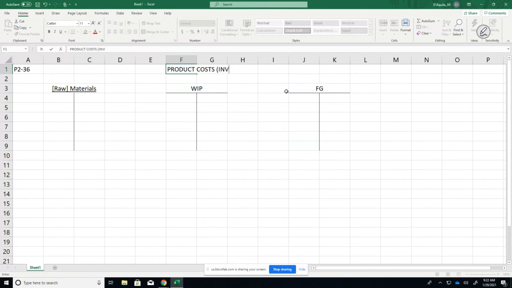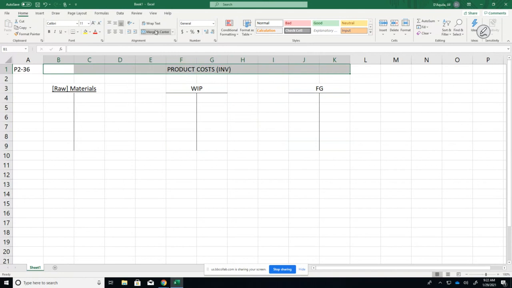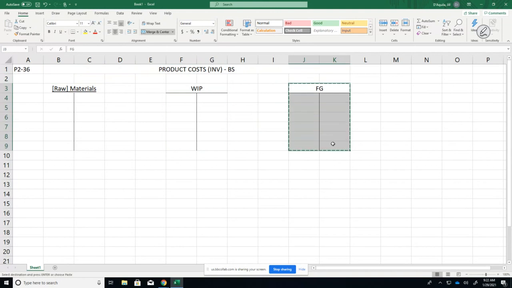Another word for product cost, inventory. It covers all three of these, three different stages of production. So that's all on the balance sheet. Product cost, inventory shows up on the balance sheet. And then eventually we'll move over into cost of goods sold. And at that point, we've moved over to the income statement.